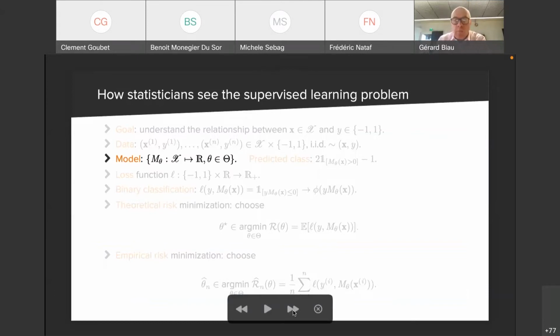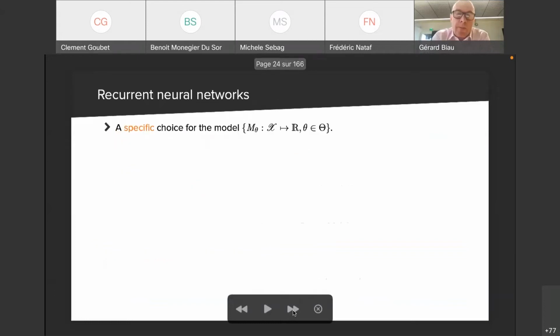Next, the model. As put forward in my title, we'll discuss today recurrent neural networks. So it means that we just have a specific choice for the model. This model takes as input this discretized time series, and the way it works is quite easy. They work with a sequence of hidden states.